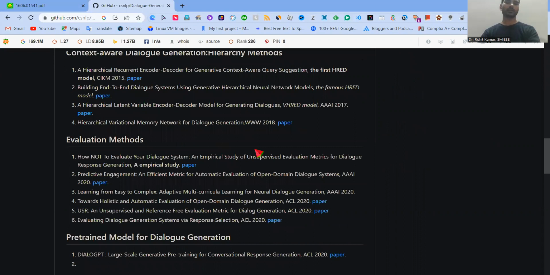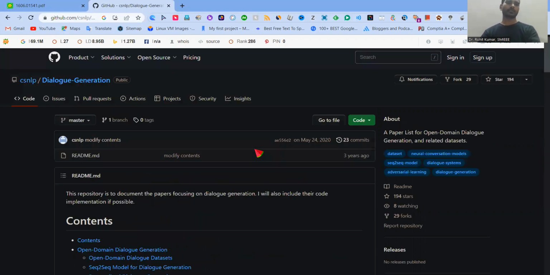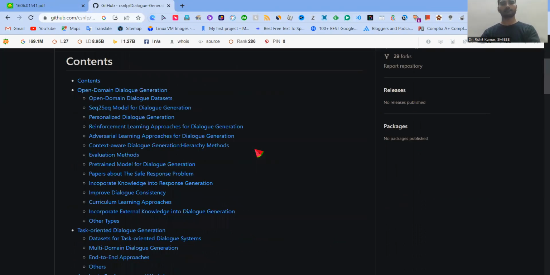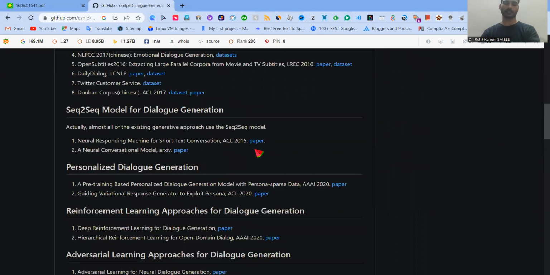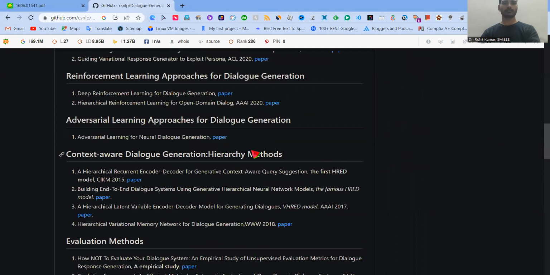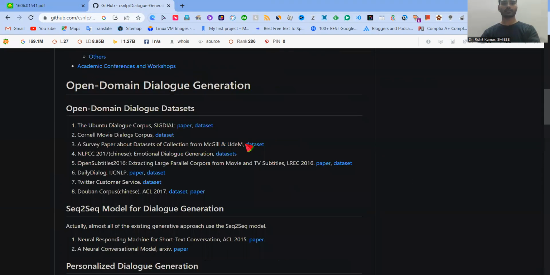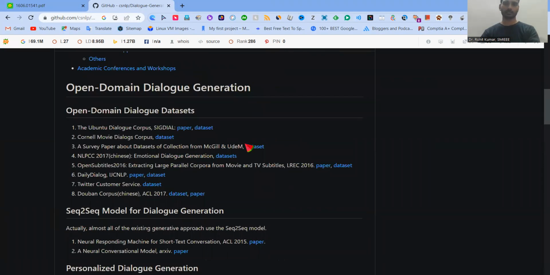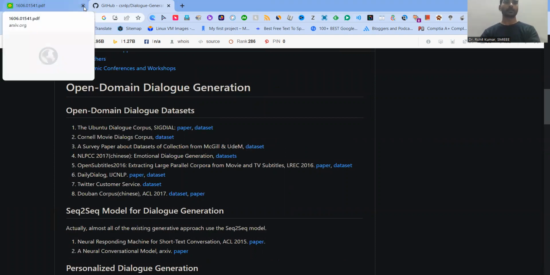So particularly if you are interested in dialogue generation related research, then this particular repository is going to be really helpful for you. I think that's good enough. They have covered a number of papers also. So if you are interested, you can just simply land on this particular repository and it's going to be really wonderful and easy for you.